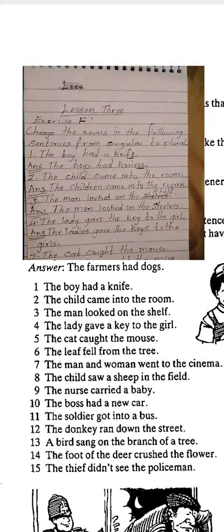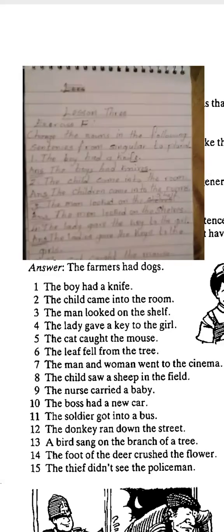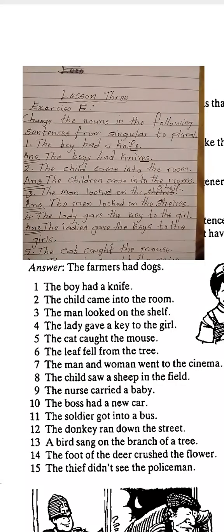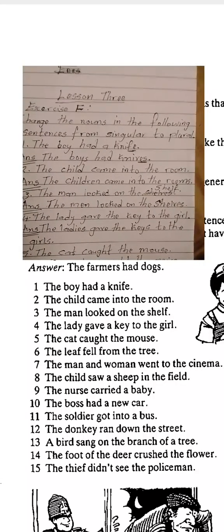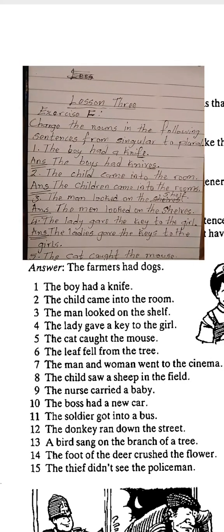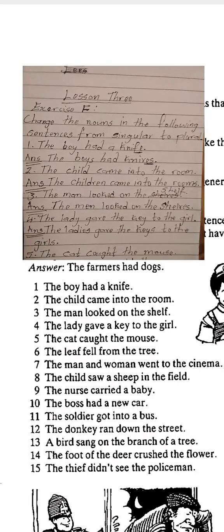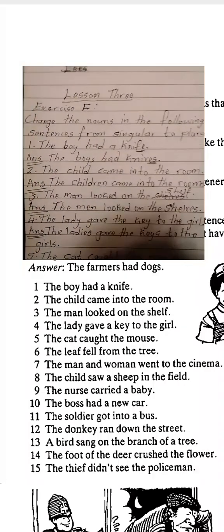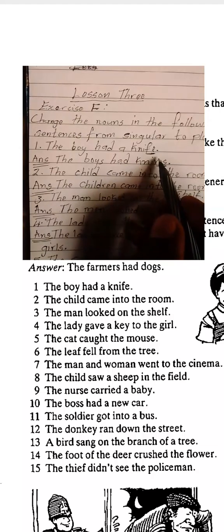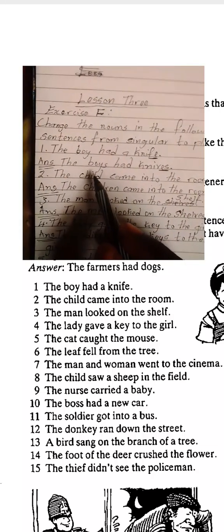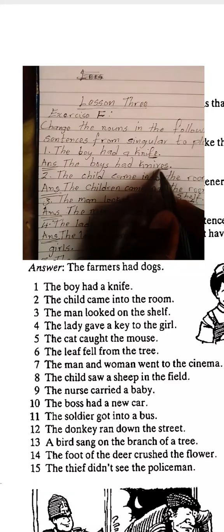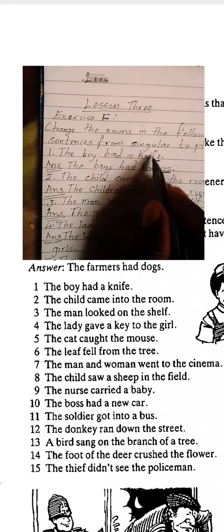Alright, I just want to make sure that I give you a guide on exercise F. So again, it is change the nouns in the following sentences from singular to plural. Number 1. The boy had a knife. Okay. This word here ends in FE, as we can see. The answer would be the boys had knives. What did we do? We just added VES and removed the FE.